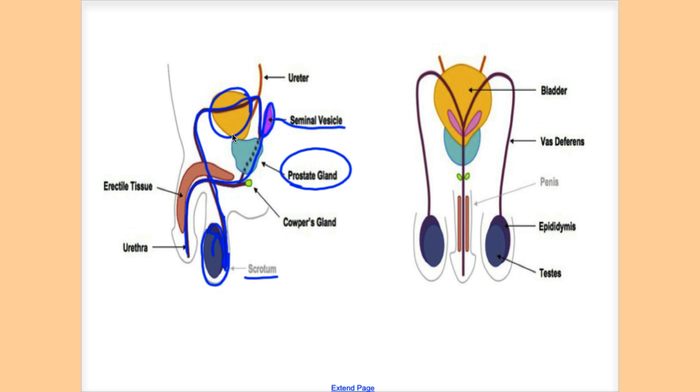So this is of course the epididymis and the testes. We have here the vas deferens. It comes out through the urethra, and this here is called the penis. And these are the seminal vesicle and prostate gland, which help to produce semen. And that's about it.